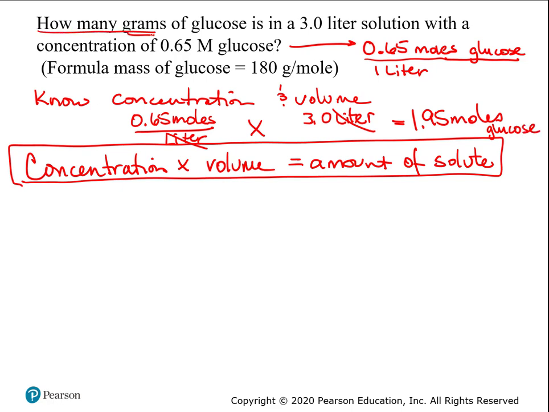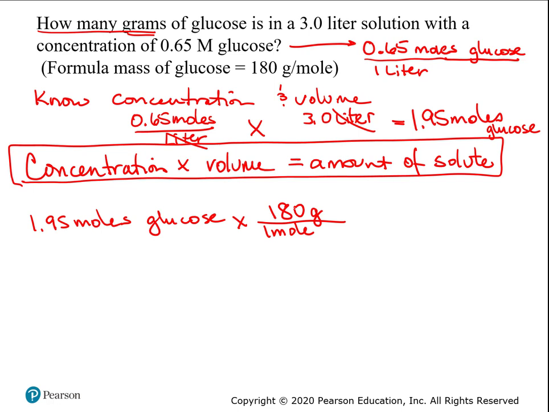But what I want to know is grams. So I know moles, 1.95 moles of glucose. How do I convert that to grams? What do I put on the bottom? What do I put on the top? No, I'm going from grams. And what's the number in front of grams? 180. Yep, I gave you.